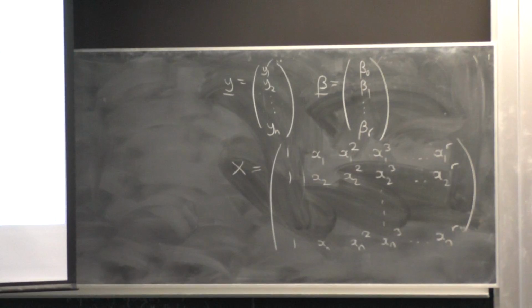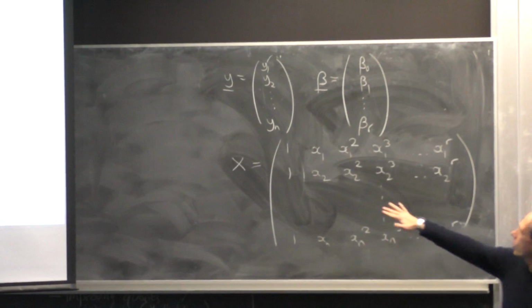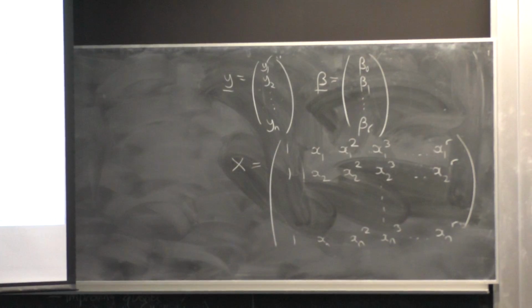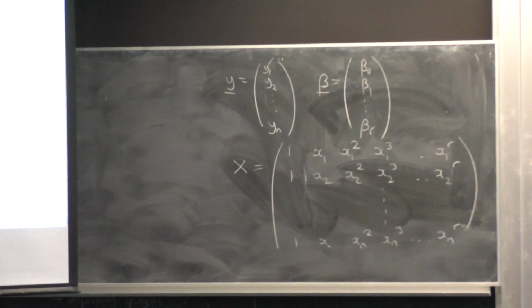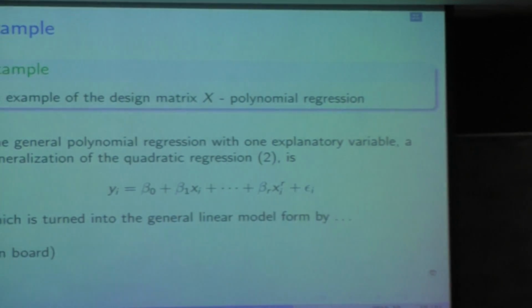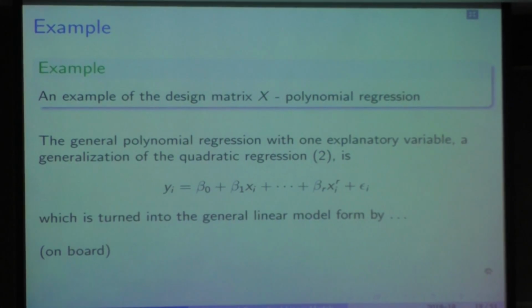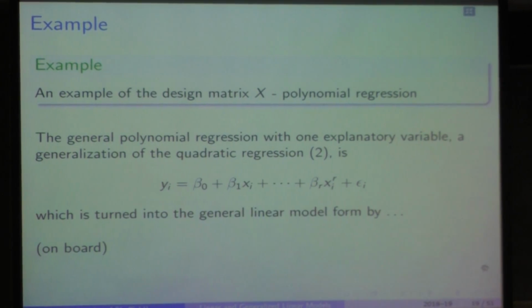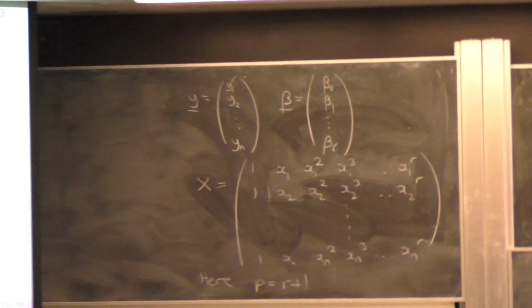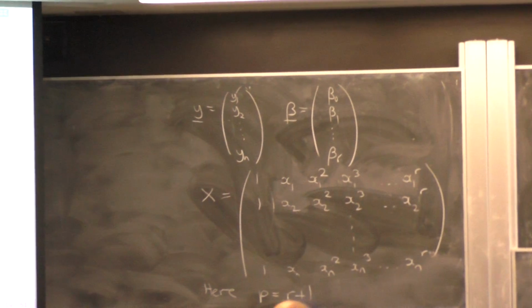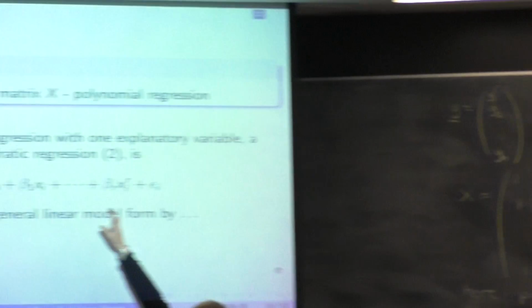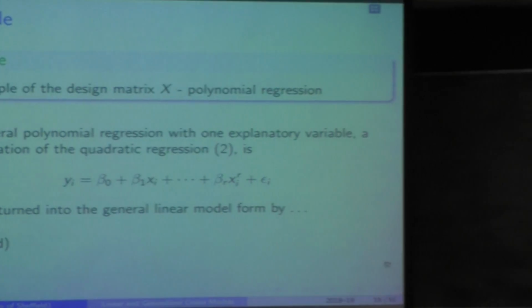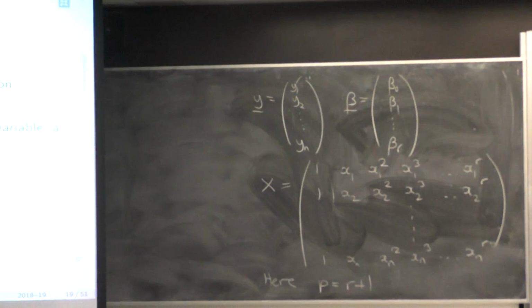So for each of the original x variables, we get a row of the matrix whose first entry is 1, then the variable itself, then its square, then its cube, and so on up to its r power. Okay? So p here, the number of variables, is r plus 1, because there are r plus 1 coefficients of this polynomial that we're trying to estimate, from beta 0 up to beta r. Okay, so there are p terms that we're trying to investigate.